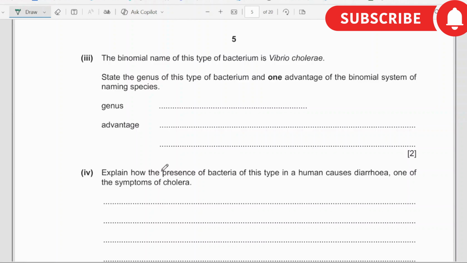The binomial name of this type of bacterium is Vibrio cholerae. State the genus of this type and one advantage of using the binomial system. How to write it? Correct. Okay, and what's the advantage of using this system? Oh, universal. I have again written the international. Universal name, scientific name that is used worldwide.